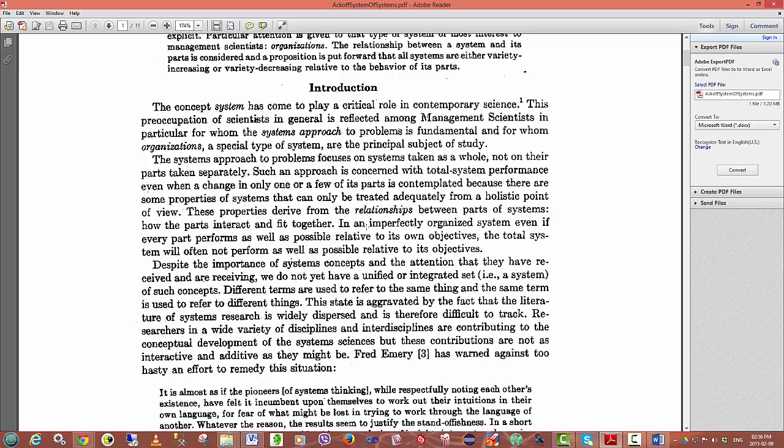So here Ackoff is saying that in systems theory we need to look holistically at the system. By viewing only parts of the system and trying to optimize those, we will not necessarily get a better output from the system, because the system's goal as a whole is related to the relationships between those parts. So, in an imperfectly organized system, even if every part performs as well as possible relative to its own objectives, the total system will not perform as well as possible relative to its objectives.